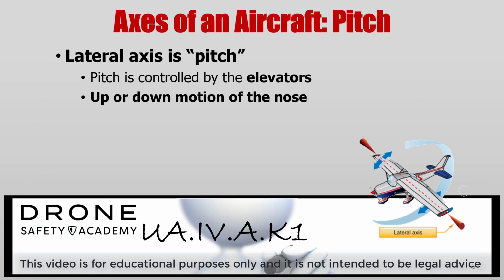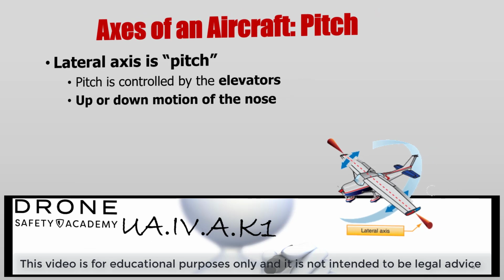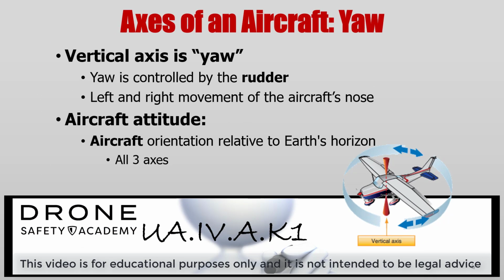The lateral axis controls the pitch. That is to say, the nose of the aircraft goes up or down, and this is controlled by the elevators. The vertical axis allows the yaw movement, in other words, the left and right movement of the aircraft nose, and it's controlled by a rudder. Put each axis together at the same time and you get aircraft attitude. This is the aircraft orientation, each axis relative to the Earth's horizon.